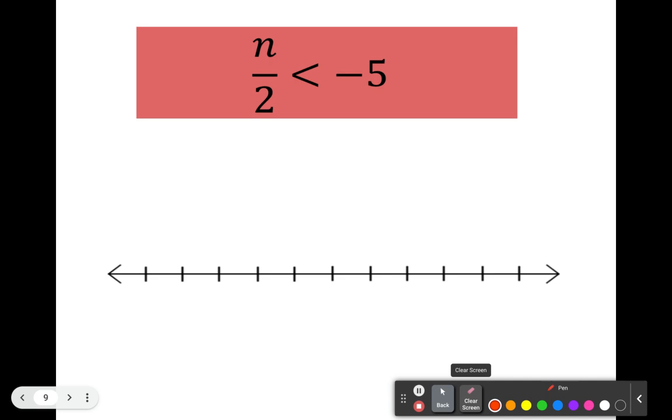All right, next problem. n divided by 2 is less than negative 5. So 2 is being divided, so to get rid of this 2 on the left side, I have to multiply by 2 on both sides. Remember, multiplication is the opposite of division. Bring down your n. Less than negative 5 times 2. They're different signs, so my answer is going to be negative. 5 times 2 is 10. So n has to be less than negative 10.